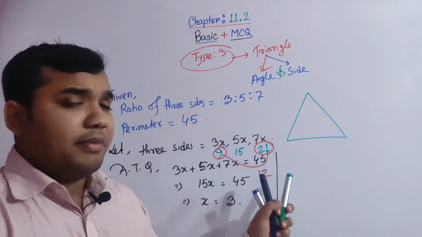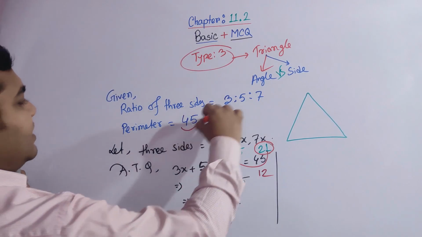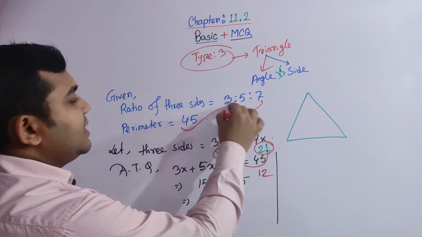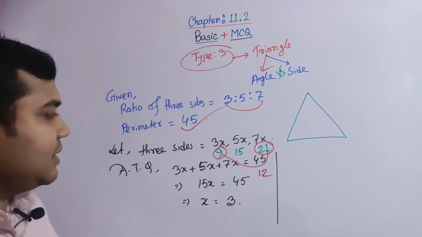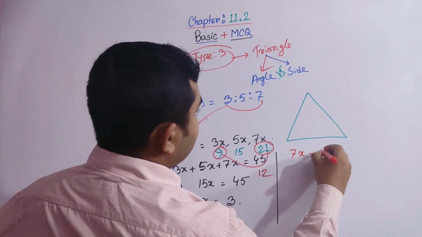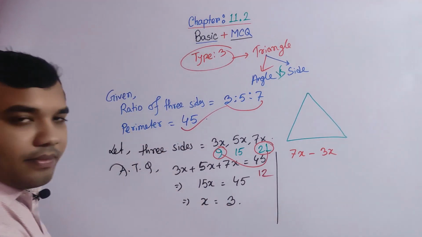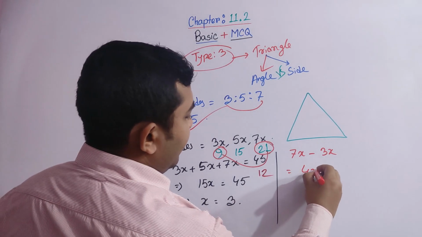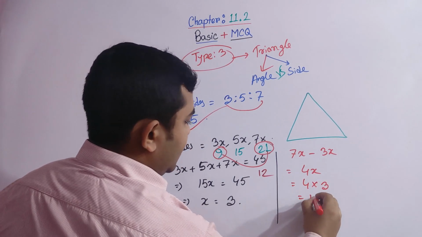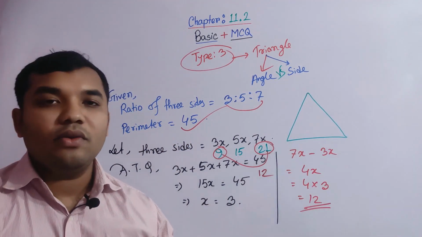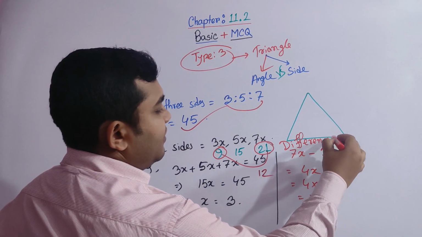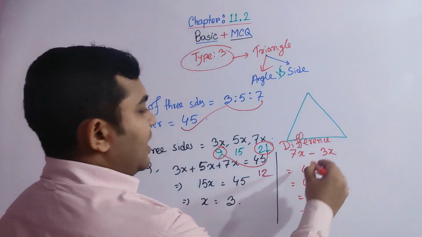So here this can be found another way. Say our question says we have to find the difference of the larger and smallest side. How can we go about that? We can go by a very interesting way, that is 7x minus 3x directly. That means 4x, and the value of x is already known, that is 3, so it's 12. So that is another way we can find the difference between the smaller and larger side.